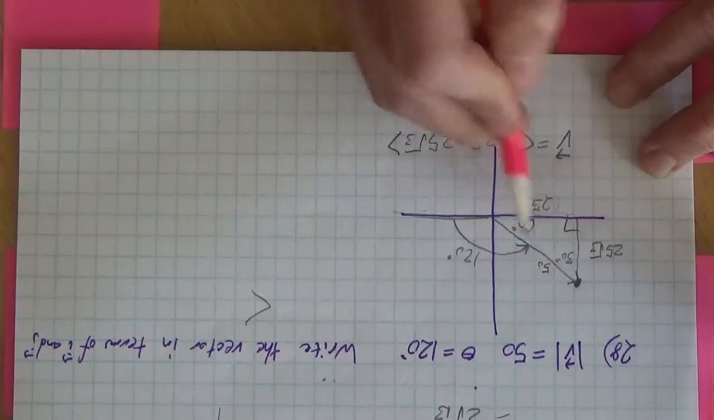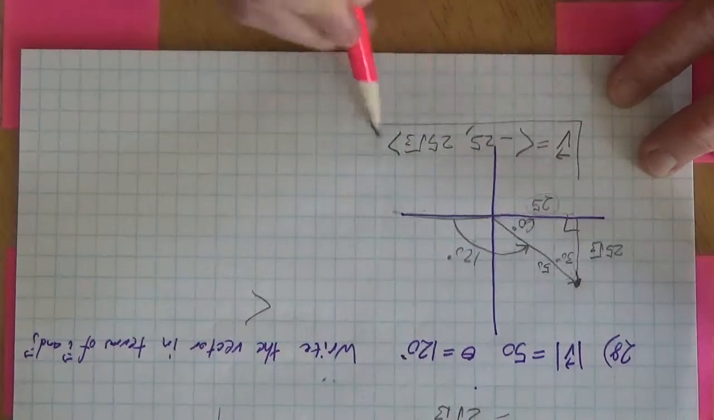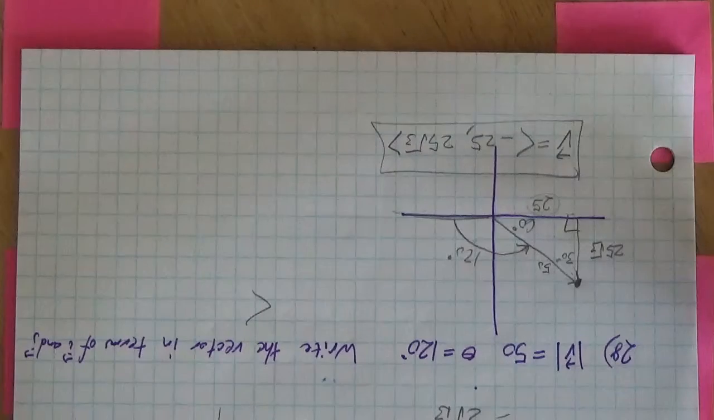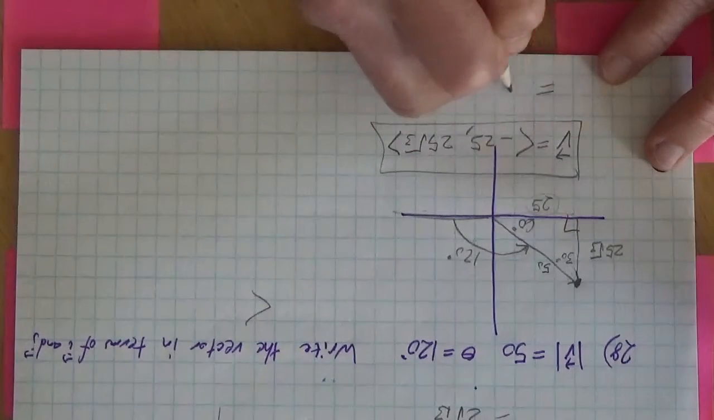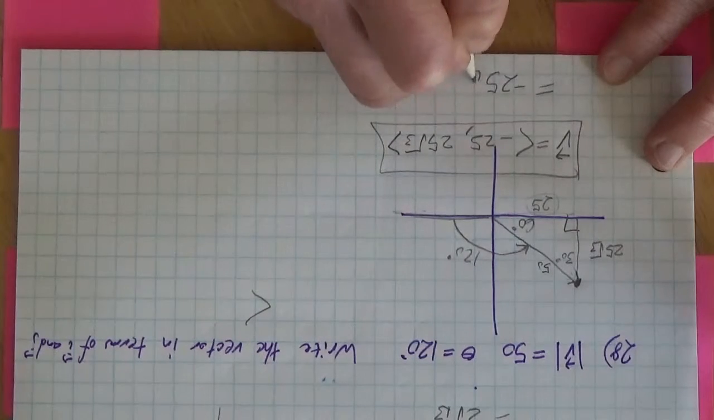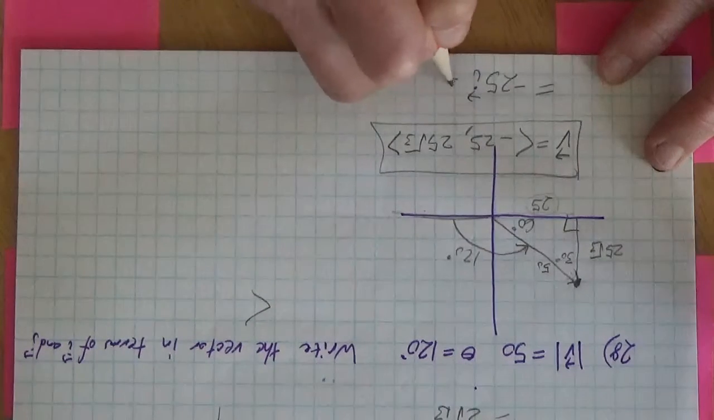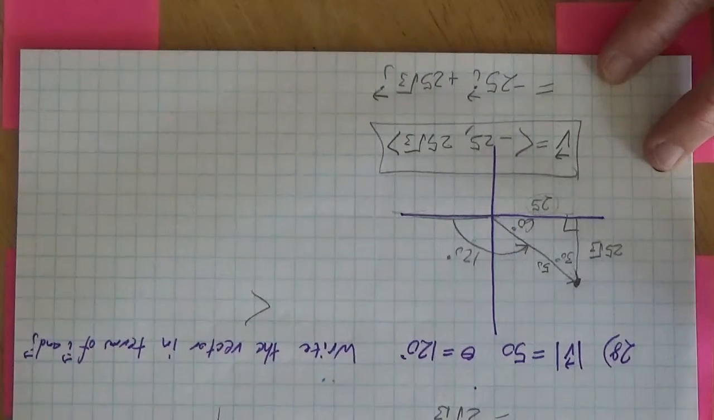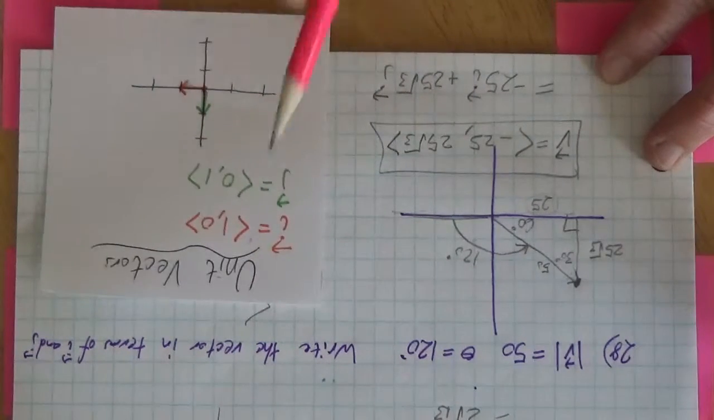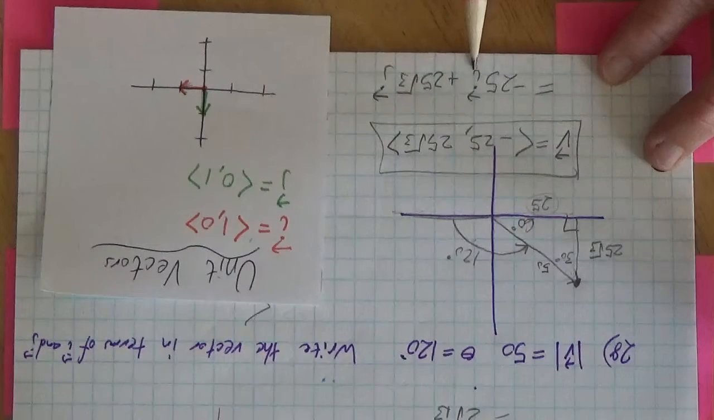And so that's where that point is, that's where my vector points to, and that's all they want you to do. Oh, excuse me, they want you to write it in terms of i and j. Fine. So that's negative 25i plus 25 root 3j, because remember, our unit vectors, i is just the unit vector in the x direction, j is just the unit vector in the y direction.